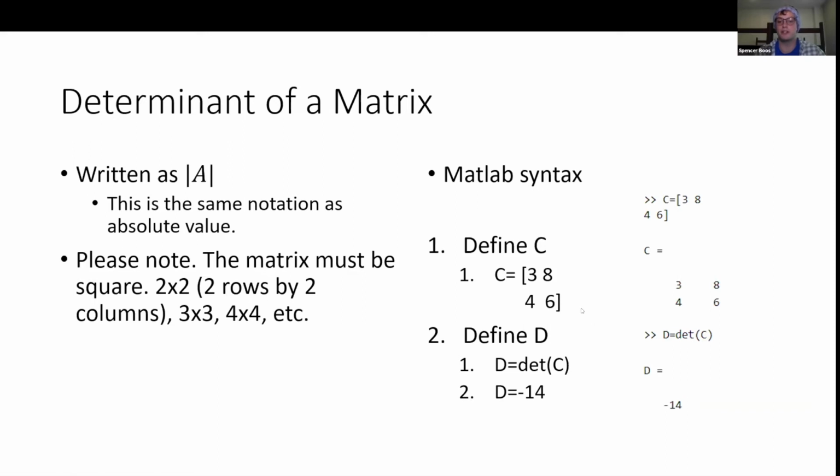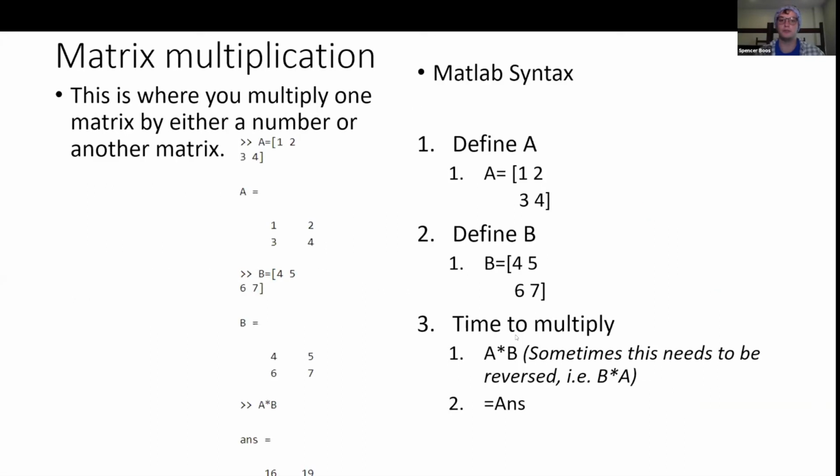So we have to first define C. C is equal to 3, 8, 4, 6, a standard 2 by 2 matrix. And the shorthand for the determinant of the matrix is det of C. So make sure that you define D as the determinant of C. So again, here is the calculation in MATLAB itself.